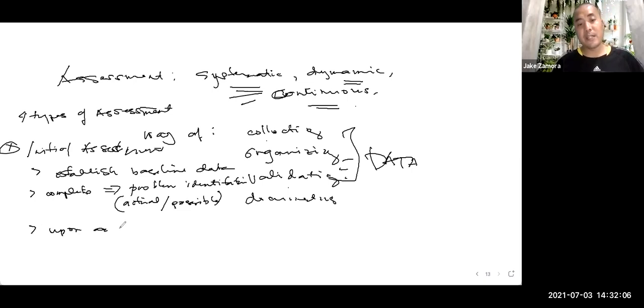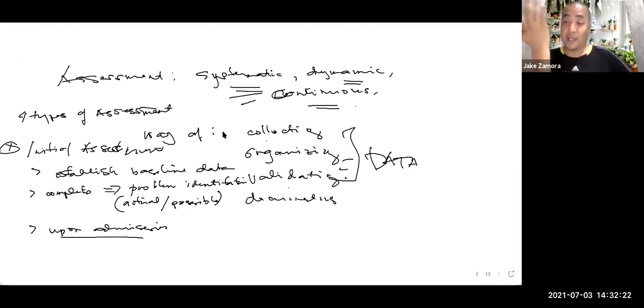Who among you has been to the emergency room? When you go to the emergency room, what does the nurse do? A nurse approaches you and gives you a paper: please fill this up. Diba? That is the initial assessment. What you are asked to fill up is included. Plus, of course, they will do inspection, palpation, percussion, and auscultation. It depends on the policy of the hospital or the agency. So this is done upon admission.